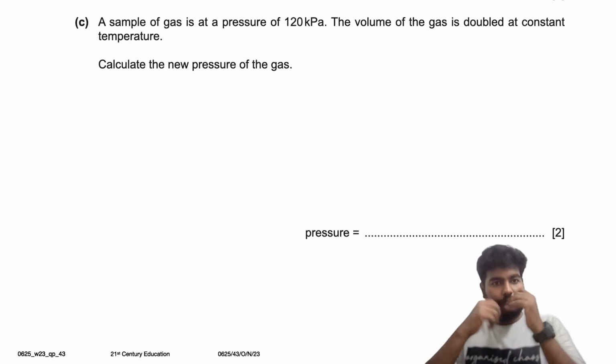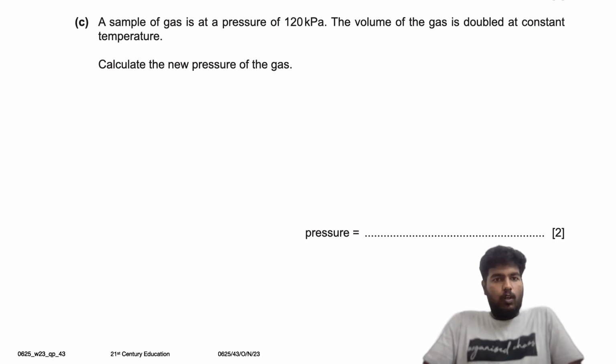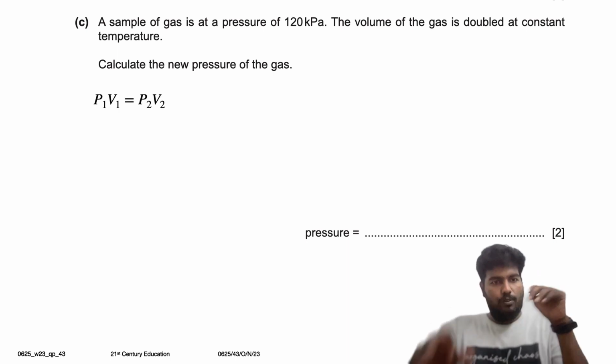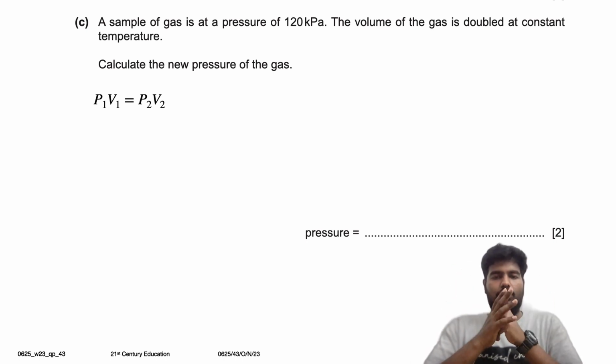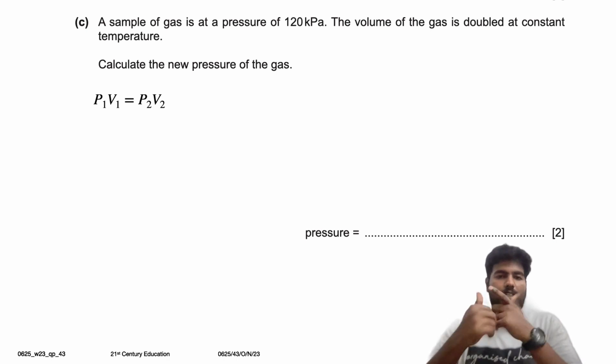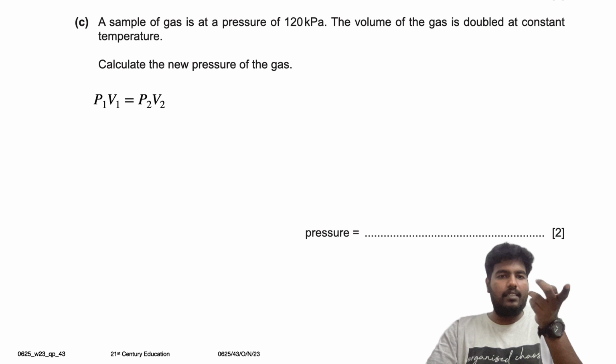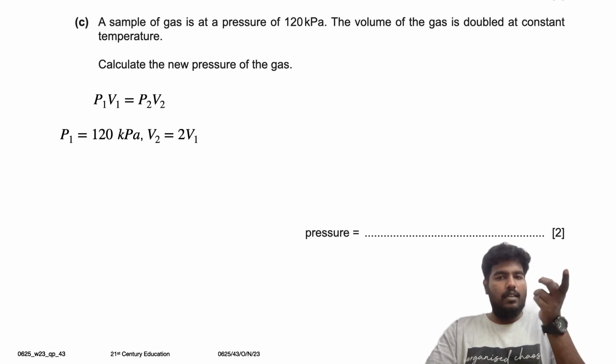A sample of gas is at a pressure of 120 kilopascal. The volume of the gas is doubled at constant temperature. Calculate the new pressure of the gas. We can use the equation P1 V1 equals P2 V2. If you increase the volume, pressure will decrease; if you decrease the volume, pressure will increase. Now P1 is 120 kilopascal, and V2 is twice V1, double the V1. So this is the data given. We just have to rearrange the equation to get P2.